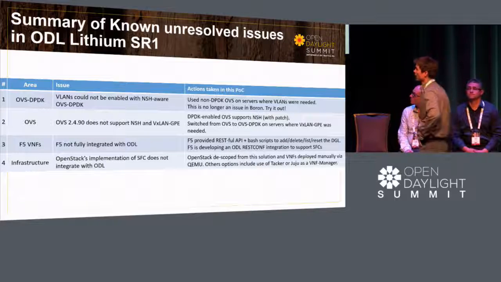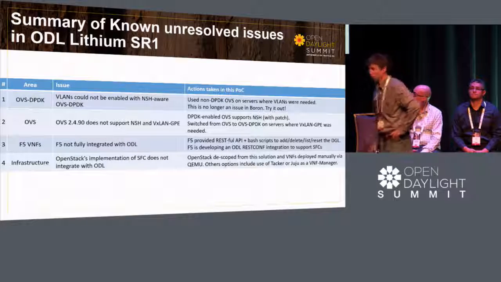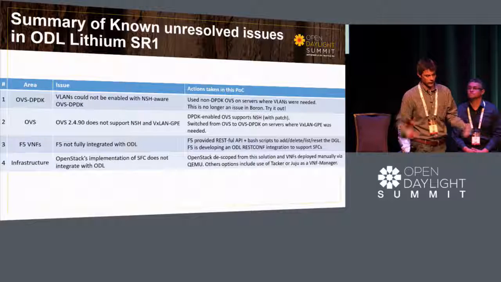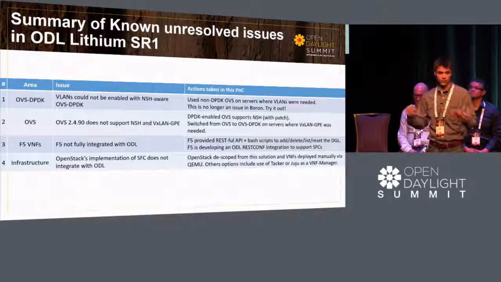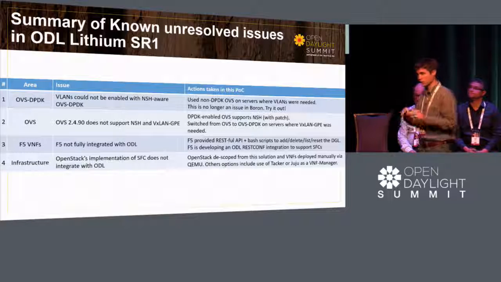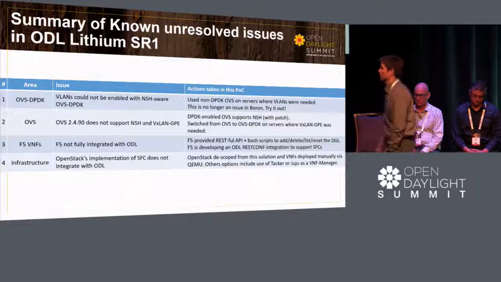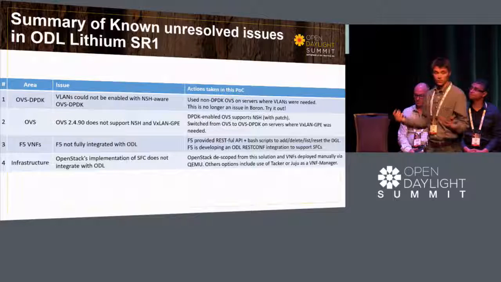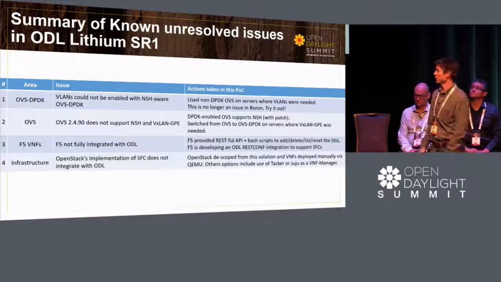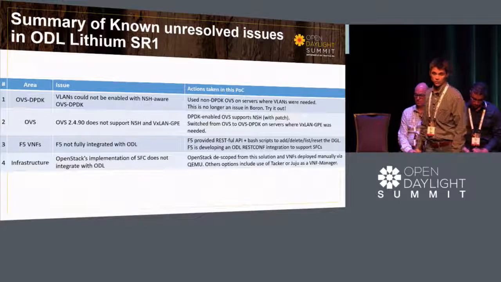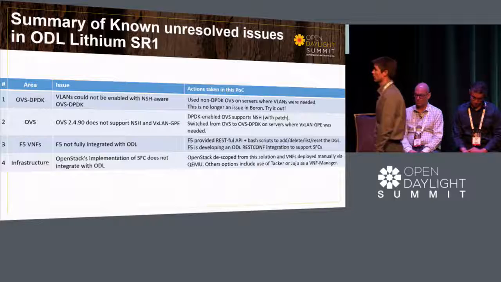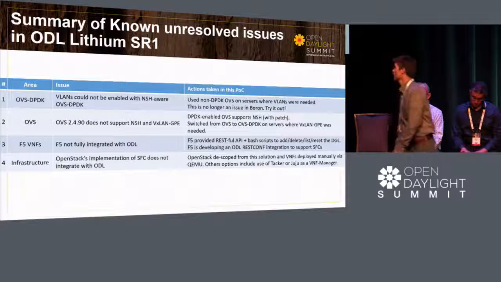The third one there, F5 was not fully integrated with ODL. In the beginning, when we started this collaboration with F5, one of the intents was to see what we could do to make ODL a single point of provisioning for these roles across the system. We knew we were going to do some customization with the F5 DNS, and so they provided a RESTful API and bash scripts to allow us to replicate any of the provisioning we were doing from ODL, to have a consistent look and feel across the end-to-end system.